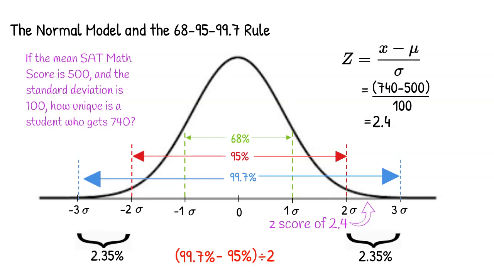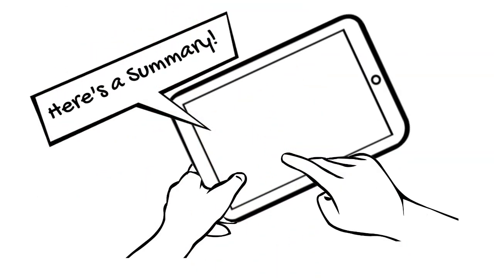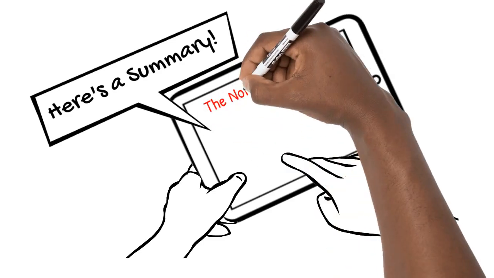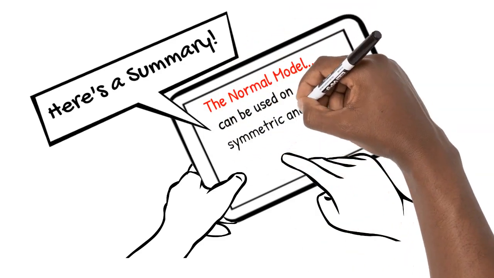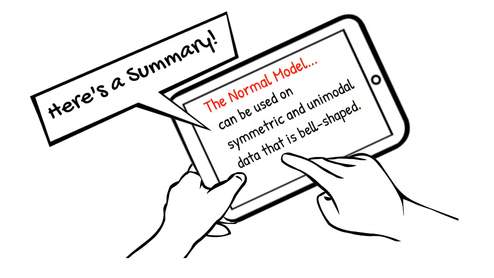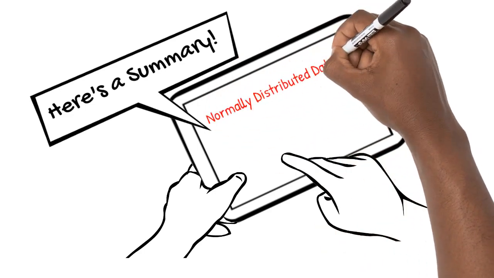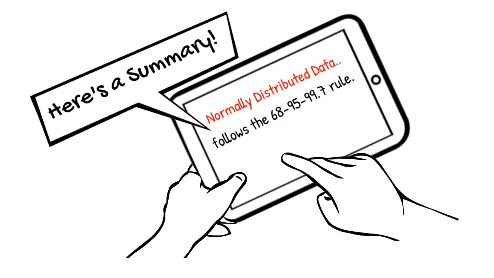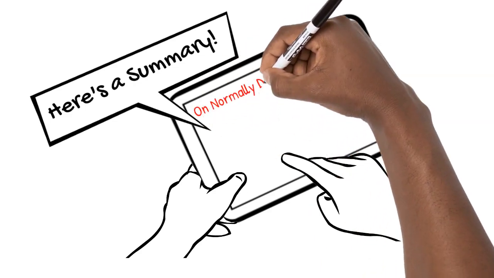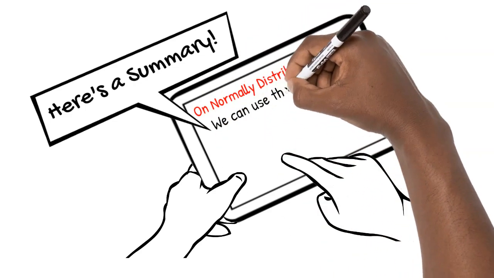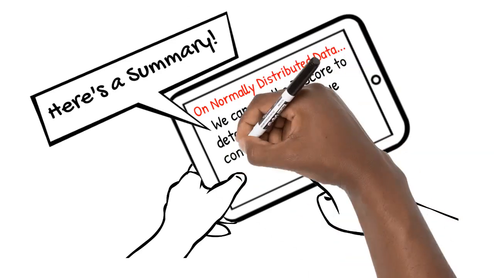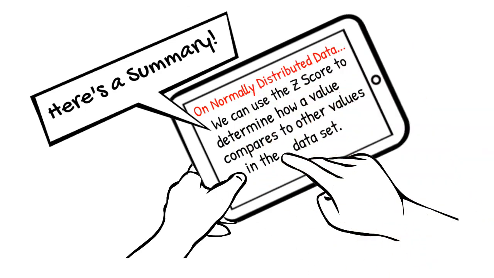Here's a summary of what we've learned. The normal model can be used on symmetric, unimodal data that is bell-shaped. Normally distributed data follows the 68, 95, 99.7 rule. On normally distributed data, we can use the z-score to determine how a value compares to other values in the data set.